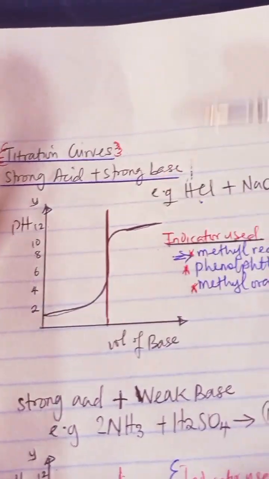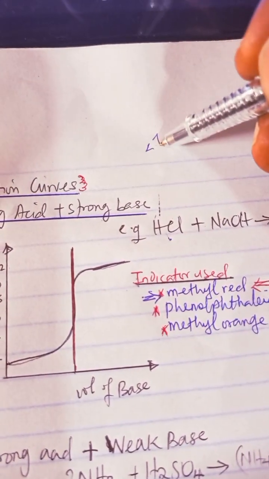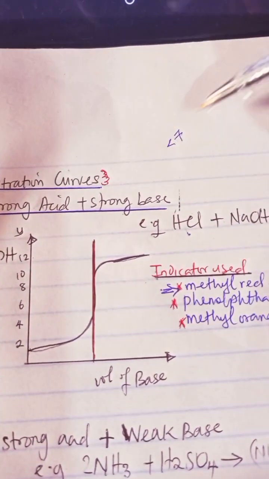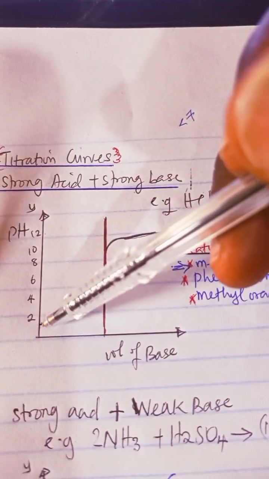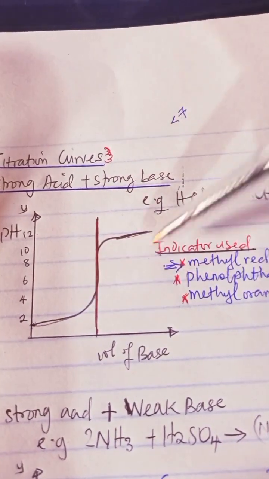You can see where it is. Don't forget that anything less than 7 is acidity. Okay, it gives you an idea of acidity. So since the pH is low, that means you can see where it is, almost like 1 point something. So that means a strong acid.